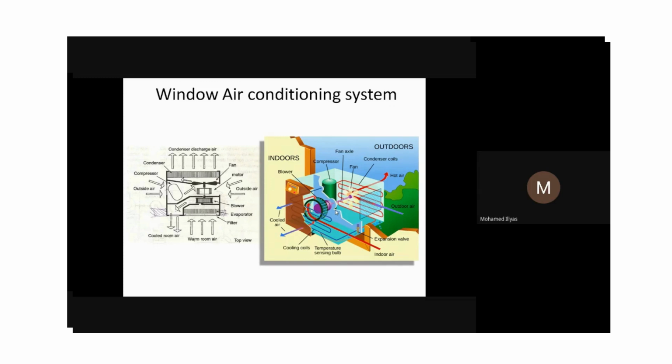So now let us see how the window air conditioning system works. The cold refrigerant is supplied from only one place in the usual way, so the distribution will not be that efficient. So it passes through a small heat exchanger. The window air.